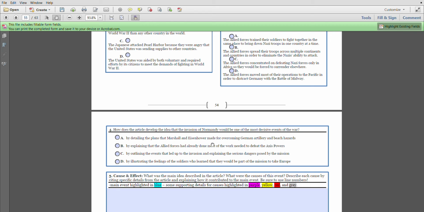Question 4. How does the article develop the idea that the invasion of Normandy would be one of the most decisive events of the war? A. By detailing the plans of Marshall and Eisenhower made by overcoming German artillery and beach hazards.